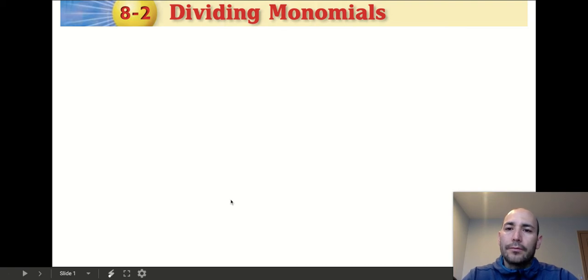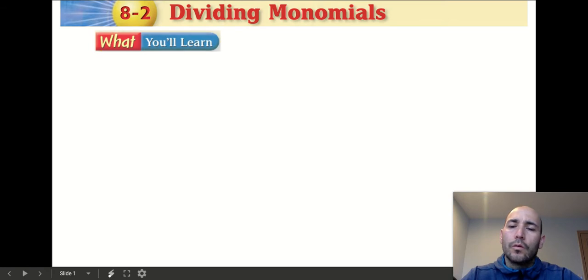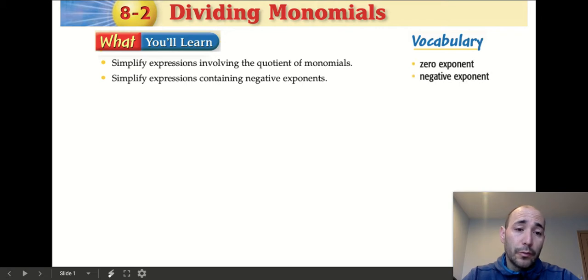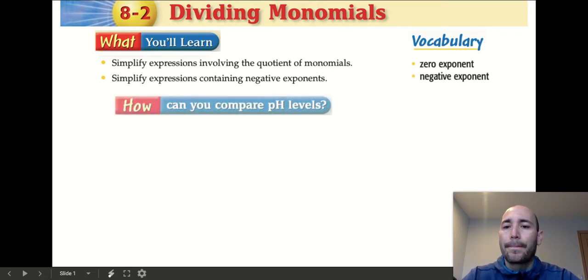So we're going to be working on Chapter 8, Lesson 2, Dividing Monomials. What we're going to learn in this lesson is how to simplify expressions involving quotients of monomials, and how to simplify expressions containing negative exponents. Some vocabulary to keep in mind is: what is a zero exponent and what is a negative exponent.